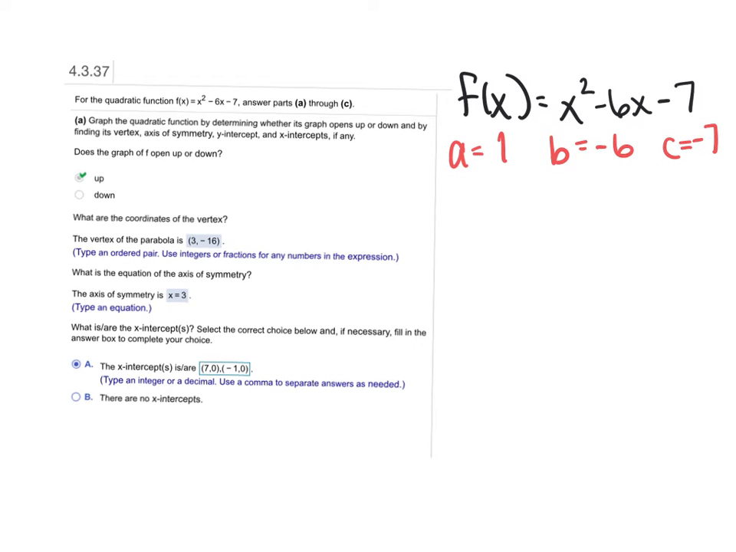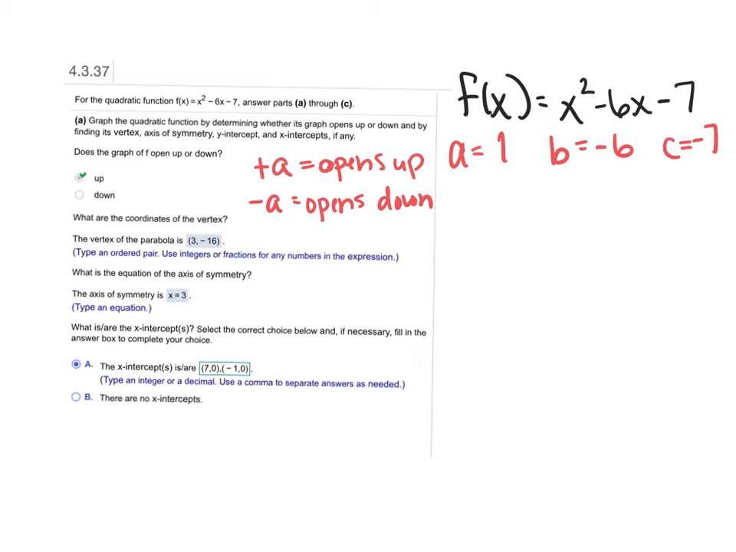To tell how the graph opens, a positive a value always opens up. A negative a value always opens down. So in this case, my a is 1, so we know the graph has to open up.